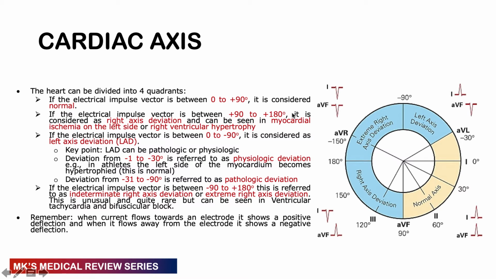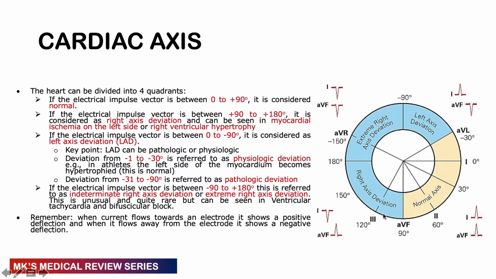Now remember that if this impulse is coming towards the right side as opposed to coming in this normal axis, it's moving towards the right side. Take note that this means it's going to be moving away from lead 1, but moving towards lead aVF. So if it's moving away from lead 1, the QRS complex in lead 1 will be facing downwards because the impulse has been shifted towards the right side in this quadrant and is moving away from lead 1. It's no longer moving towards lead 1.